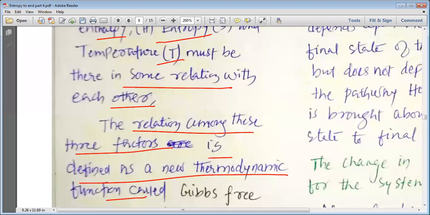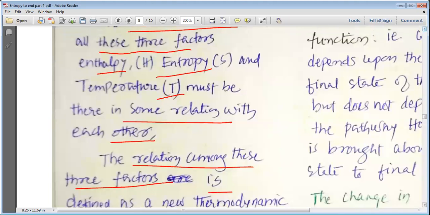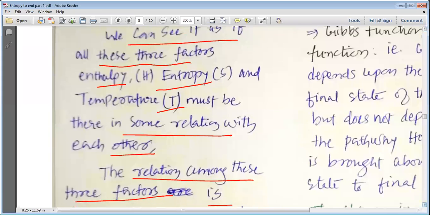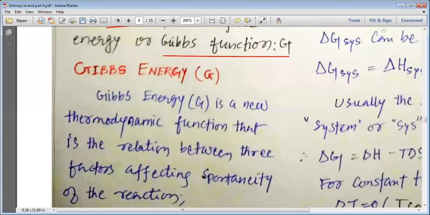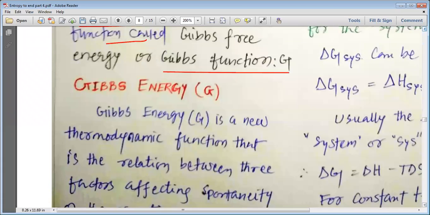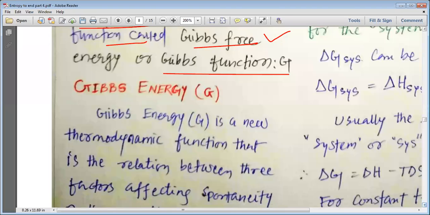So my dear students, the relation between these three factors, entropy, enthalpy, and temperature, is known as the new thermodynamic function, which is known as the Gibbs energy function. So the relation between entropy, enthalpy, and temperature is the new thermodynamic function, and the new thermodynamic function is Gibbs free energy, or Gibbs function, or Gibbs energy function.